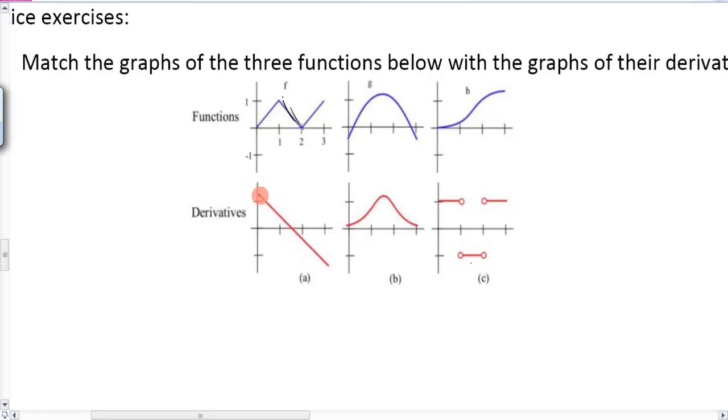So therefore, we need to be negative in the 1s. This one's still positive in the 1s. This graph B never goes negative. This graph, oh, here we go, at 1 it goes negative, and then again at 2 it should jump to positive. So there we go. So therefore, the derivative graph for this function right here would be C.